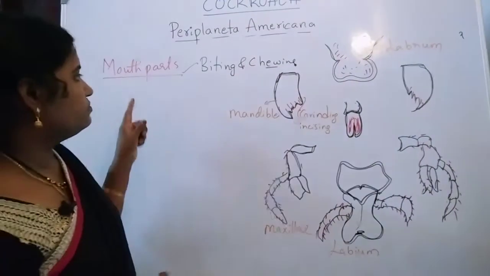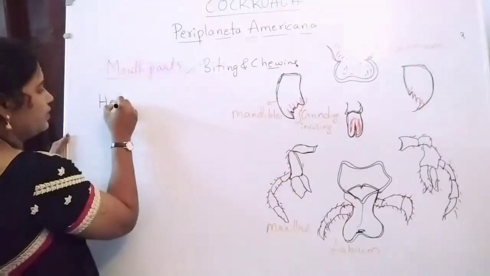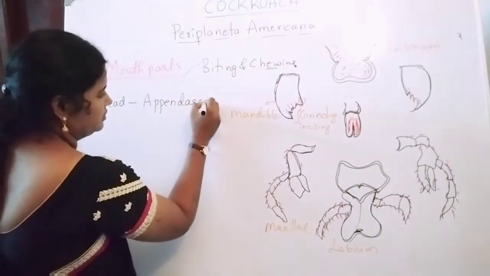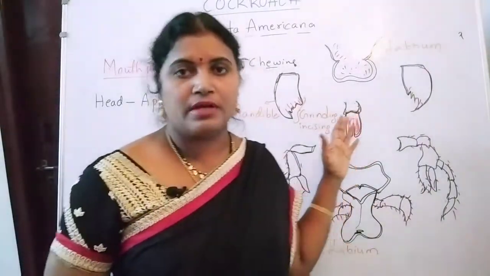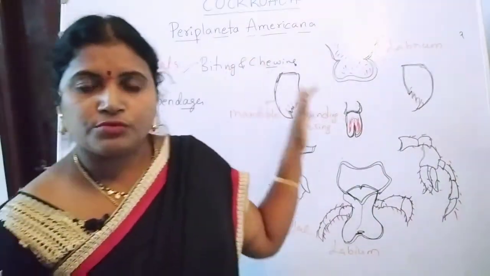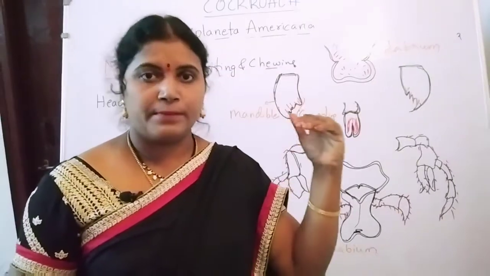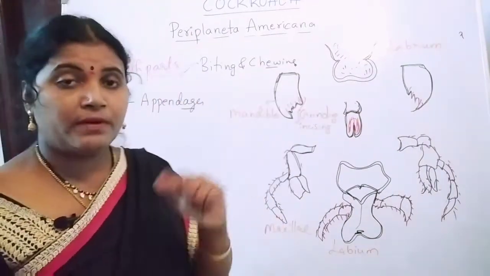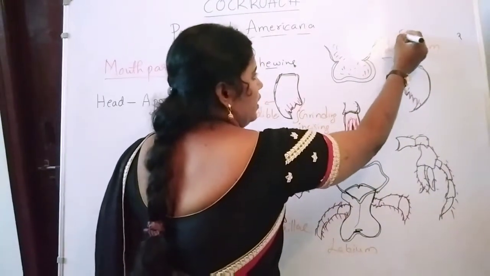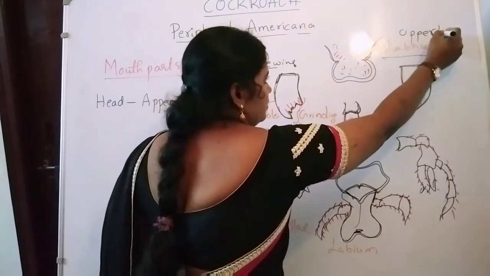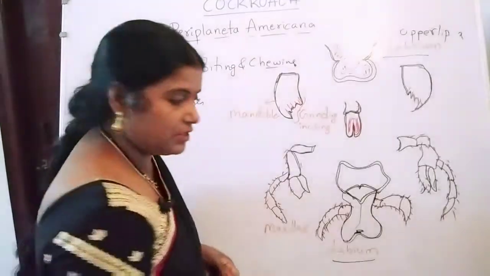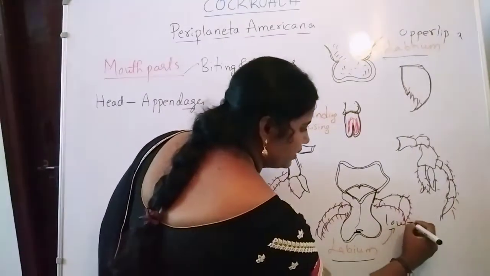Here the mouth parts mainly belong to the head. The head contains appendages, and these appendages are formed as the mouth parts. So what are the mouth parts? We'll see now. Just like us, it also contains an upper lip and a lower lip, but we have other terminology for them. The upper lip is known as the labrum, and the lower lip is known as the labium. So the labium is nothing but the lower lip.